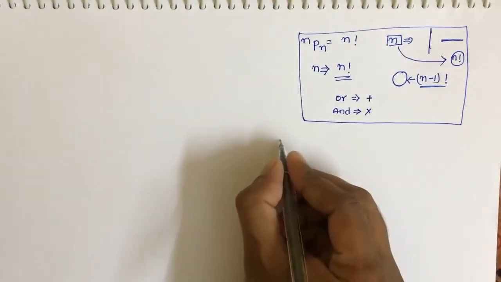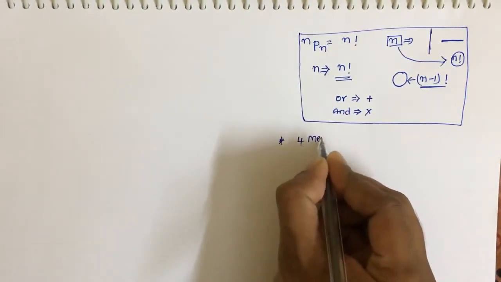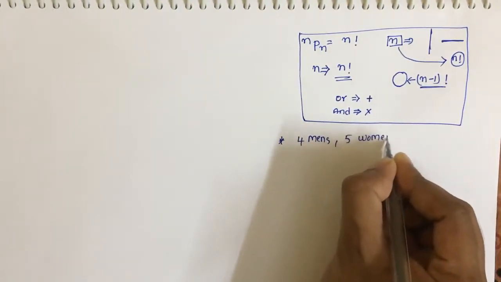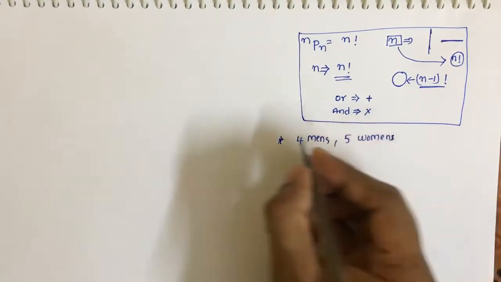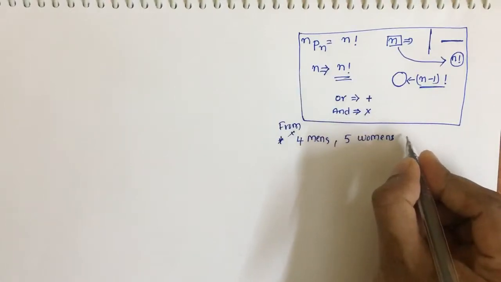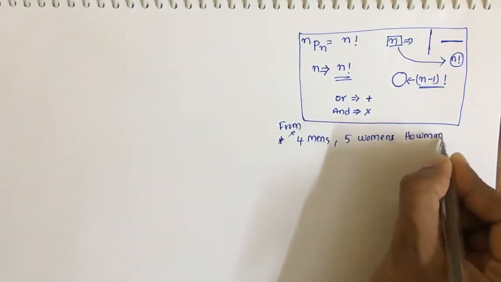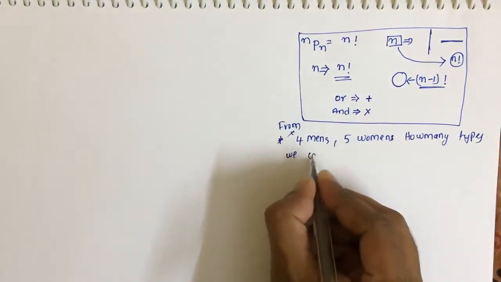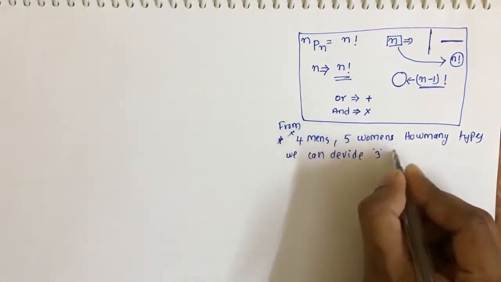Next, the question is: we have 4 men and 5 women. From the 4 men and 5 women, in how many ways can we select three persons?